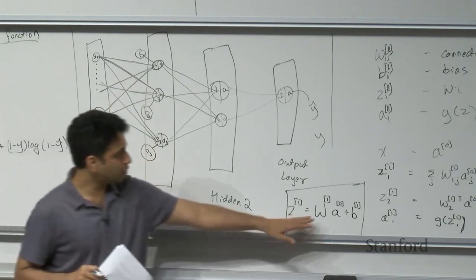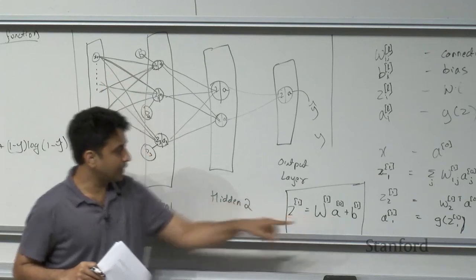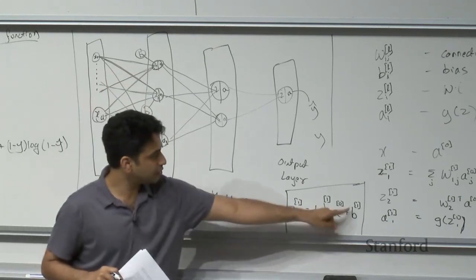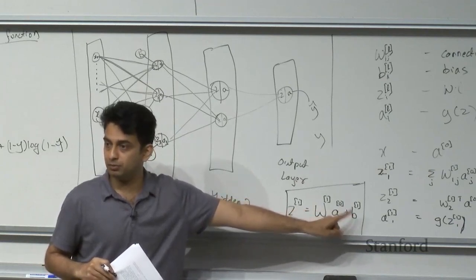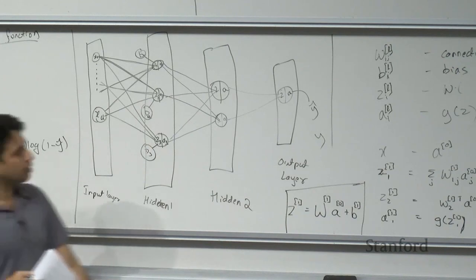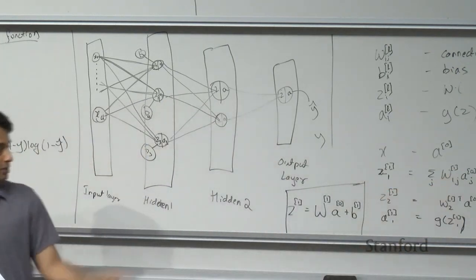Right, and that is equal to the W matrix times the input vector, plus element-wise addition due to the summing up of the B vector, the bias vector. So Z is just a linear combination of W's and A's plus the B's.